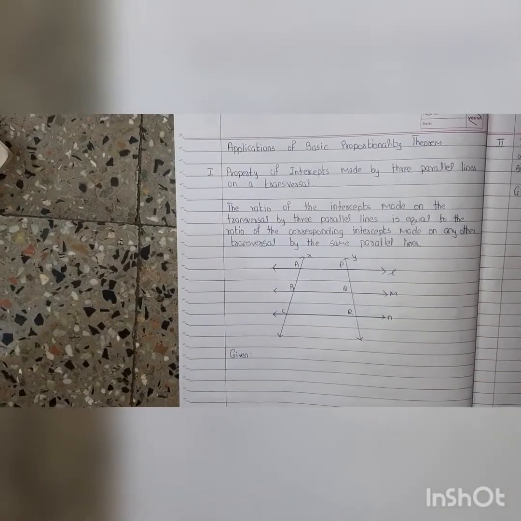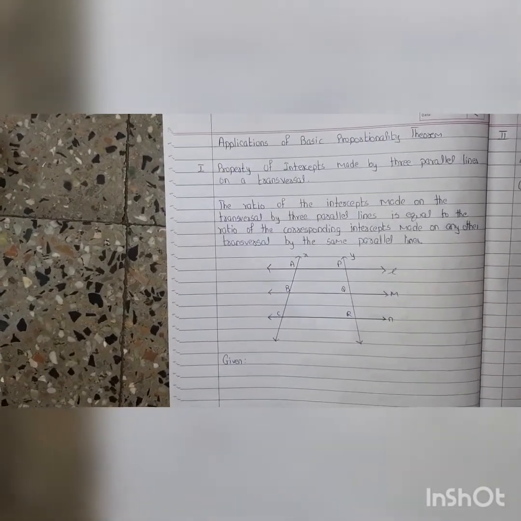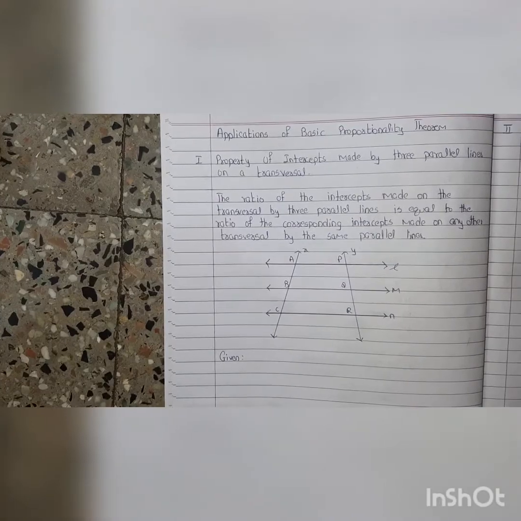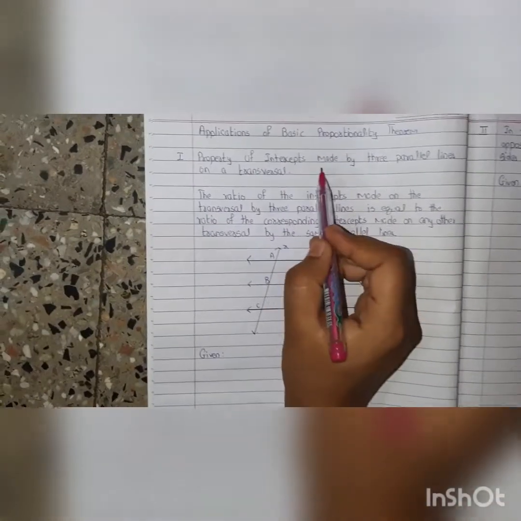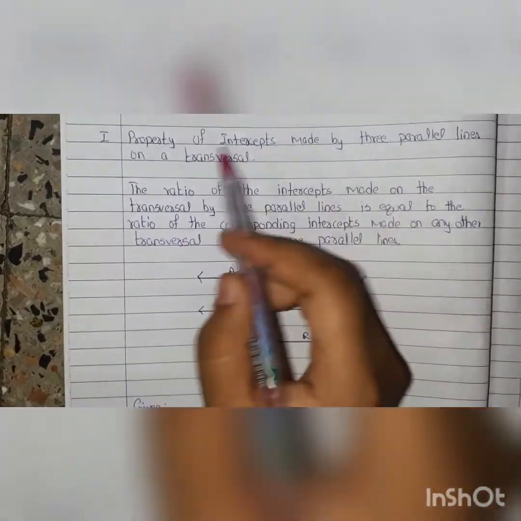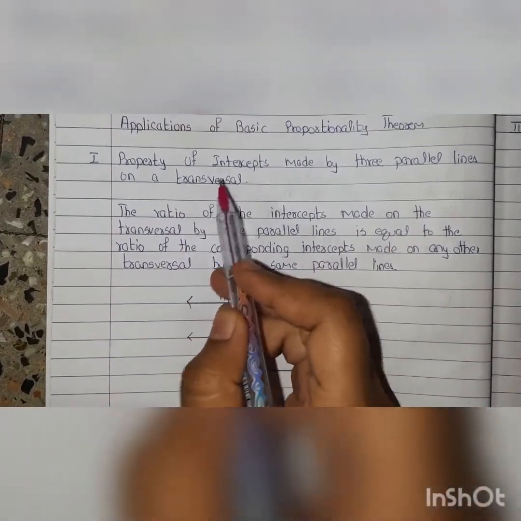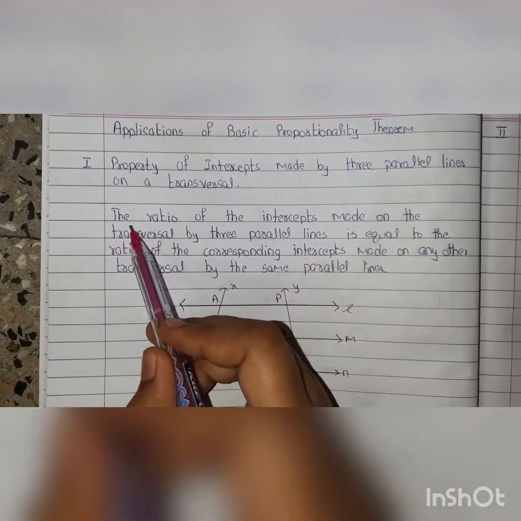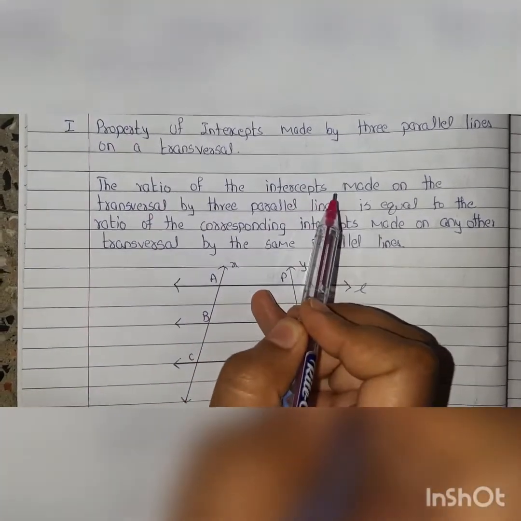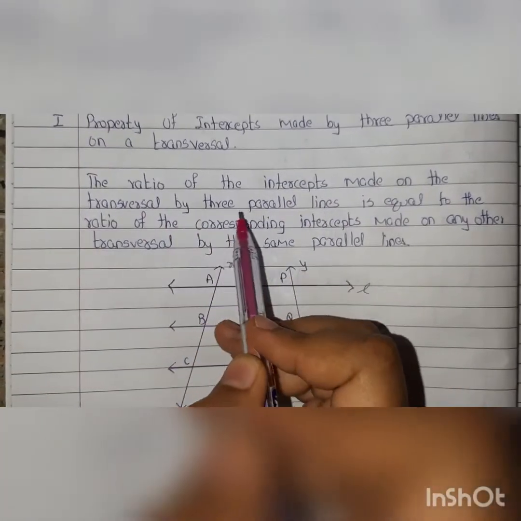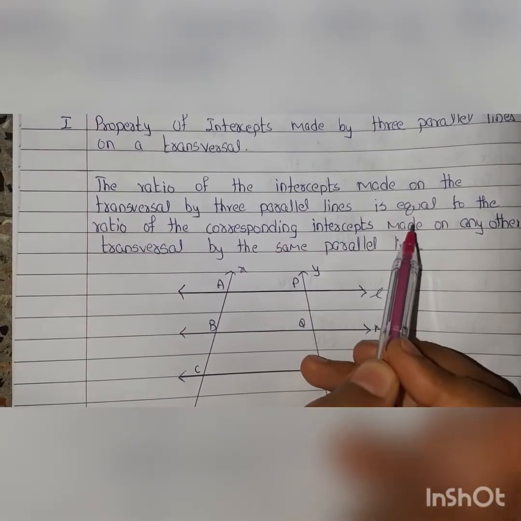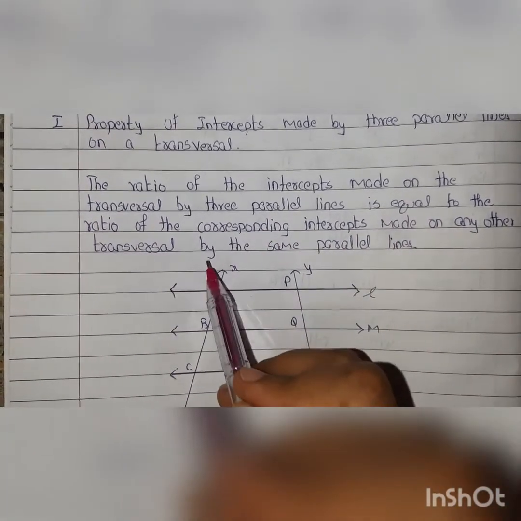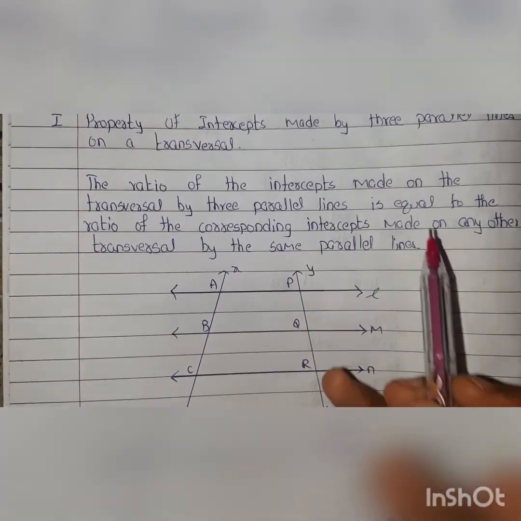Hello guys, today we are going to learn applications of basic proportionality theorem. So there are two applications. The first application is the property of intercepts made by three parallel lines on a transversal. The statement is: the ratio of the intercepts made on the transversal by three parallel lines is equal to the ratio of the corresponding intercepts made on any other transversal by the same parallel lines.